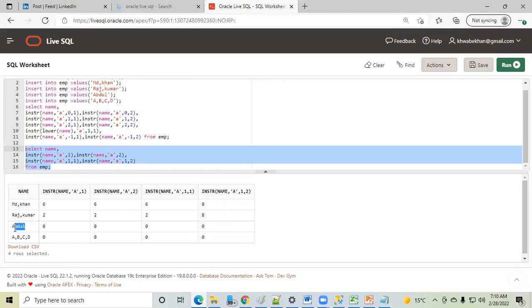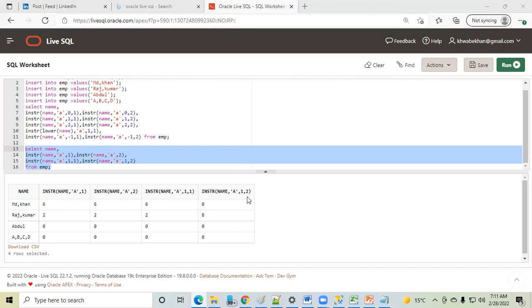In Abdul, do you have any second occurrence of a? No, that's why it is coming 0 here. In ABCD, do you have a second occurrence of a? No, that's why it is coming 0 here. So first of all, the importance of the fourth argument, is this clear? Yes, it's clear. It means the fourth argument only tells which occurrence to look for. Perfect. Don't think beyond that as of now.